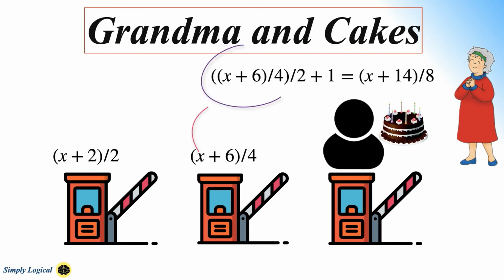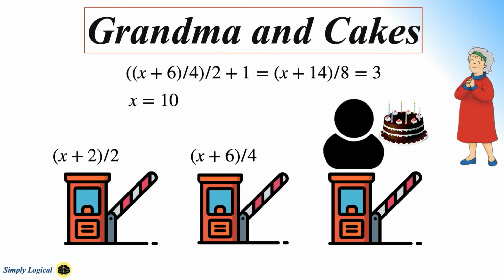So after the third bridge, the number of cakes left is (x+6)/4 divided by 2 plus 1, which is the number of cakes remaining after the second toll, divided by 2 plus 1. After solving, the equation becomes (x+14)/8. And we know that the number of cakes left after the third bridge is 3. Solve this equation for 3. After solving, we get x equal to 10. So if there are only 3 bridges, the number of cakes you have to leave home with to make sure that you arrive at grandma's with exactly 3 cakes is 10 cakes. This is a generalized solution. You can use this technique for any number of cakes.